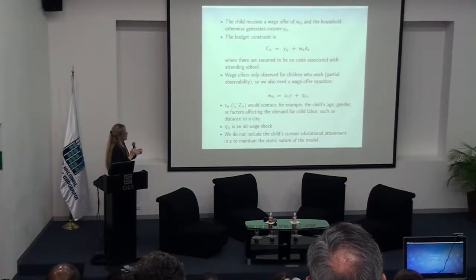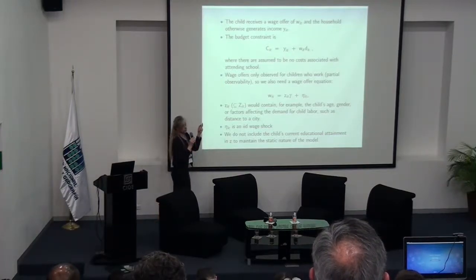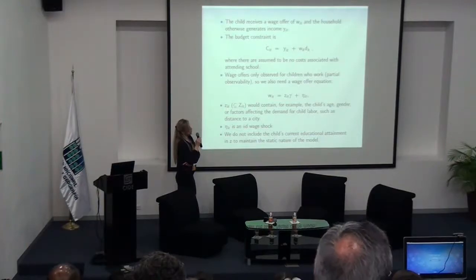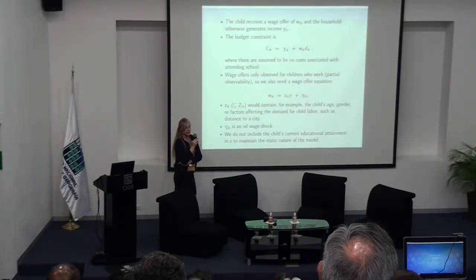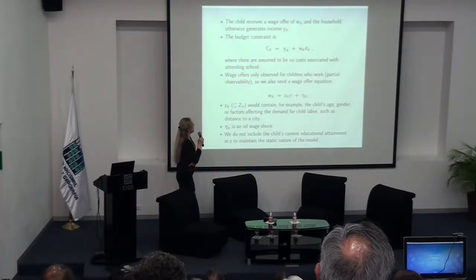Then they're choosing schooling, basically just one choice, but that implies consumption. The consumption the family has is going to equal the family income, which is Y, and then if they send the child to work, and not to school, they would get a wage.